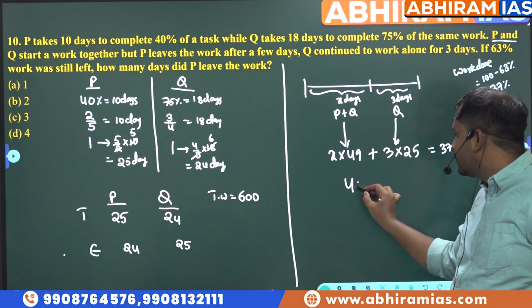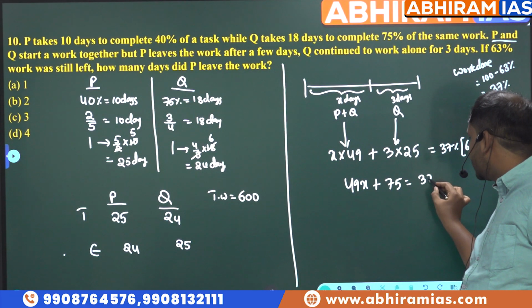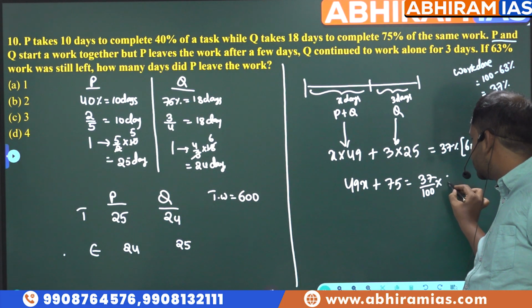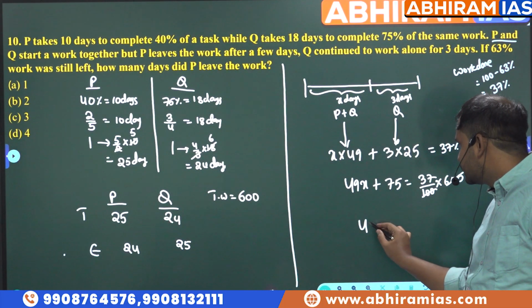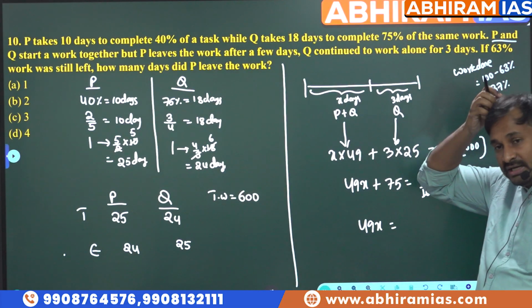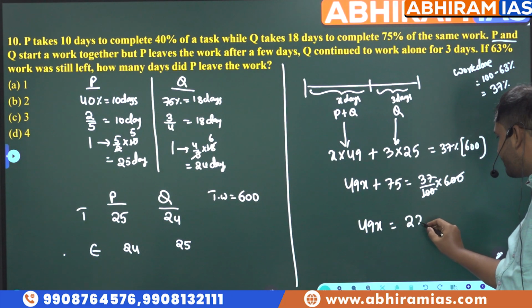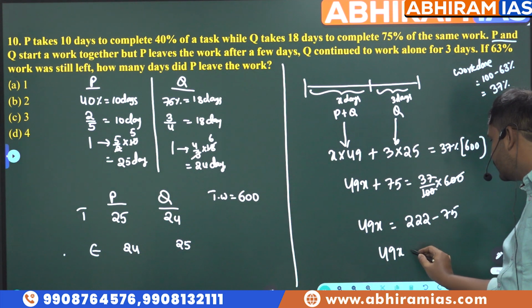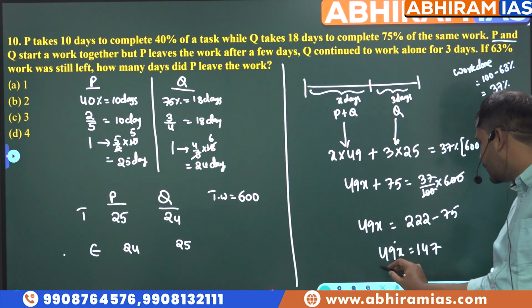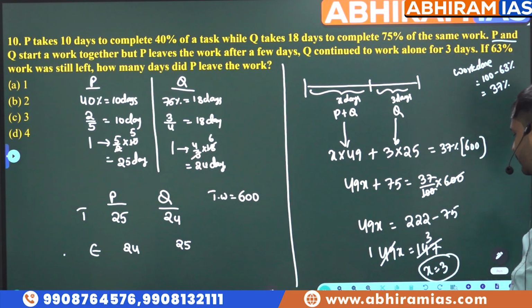And now what happens to this? 49x plus 75 is equal to 37/100 into 600. 2 zeros cancel. 49x is equal to 37 into 6 చేయండి అమ్మా. 180 plus 42, 222, minus 75. So 49x will become what? 147. 49 ones, 49 threes. So x will become what? 3 days. That means after how many days P left the job? 3 days.